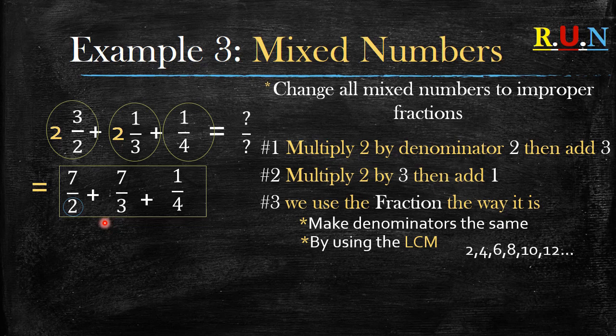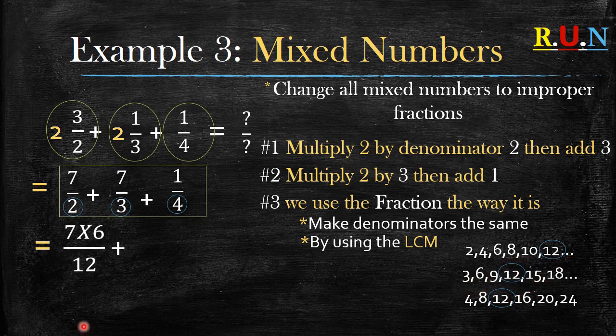What are the multiples of 2? There they are. What are the multiples of 3? There they are. And then the multiples of 4, here they are. So now what is the LCM, the lowest common multiple? It's 12. Okay, now that it's given that it's 12, so we'll have 7 times 6 over 12. Remember, whatever LCM you get becomes the new denominator for all 3, or for all 4 or 2, whatever your sum is made up of.